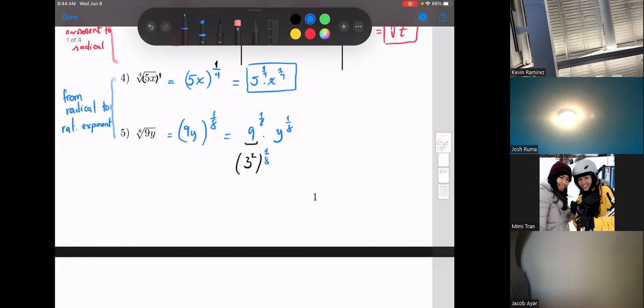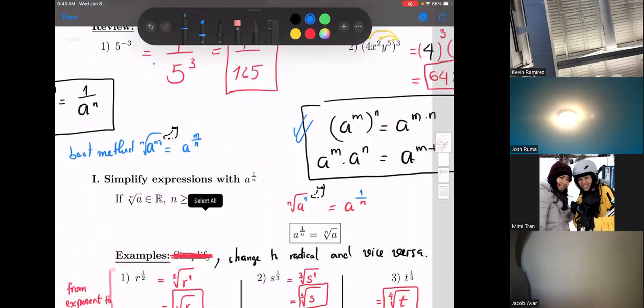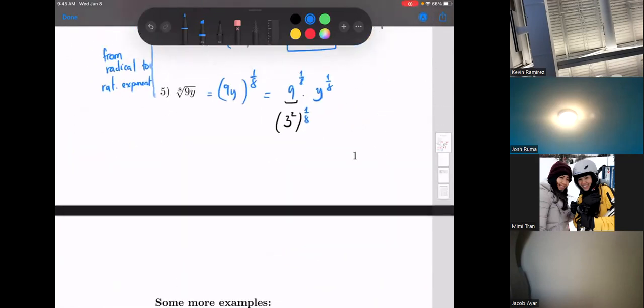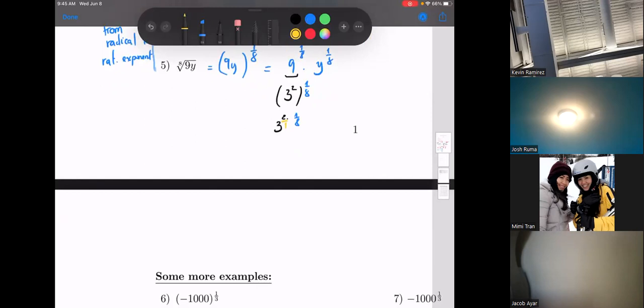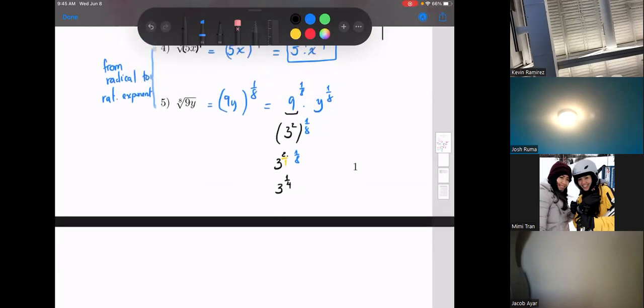And then you apply the rule right here. Remember this rule, the one with the double check mark right there. You multiply those two powers together, so it'll be what? 3 to the 2 times 1/8. Well, 2 is the same thing as 2/1, right? Can you simplify the 2 and the 8? It's 4, right? So it'll be 3 to the 1/4. And now I can rewrite my answer as 3 to the 1/4 times y to the 1/8.